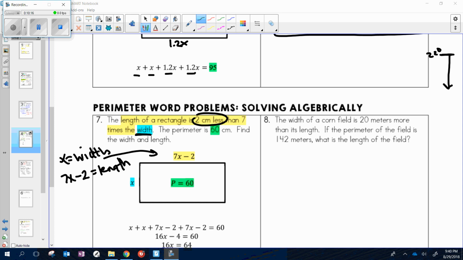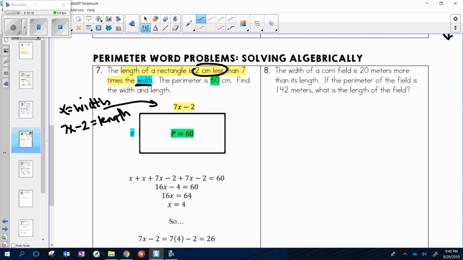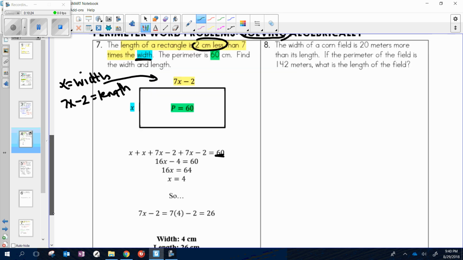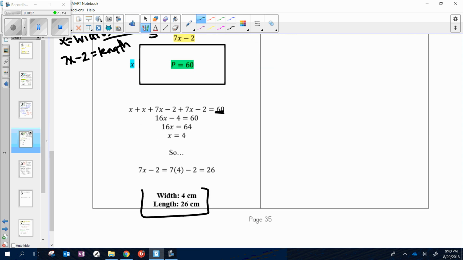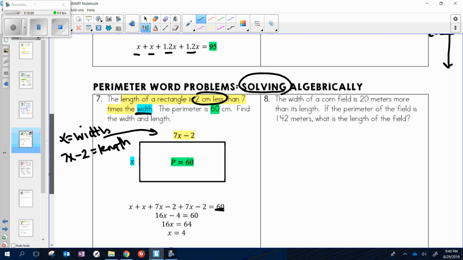Okay, so we're doing perimeter, and my equation should represent everything adding up to 60. And up here, it told me we need to solve these. So if you look, we solved, and we came up with 2 answers with the units labeled.